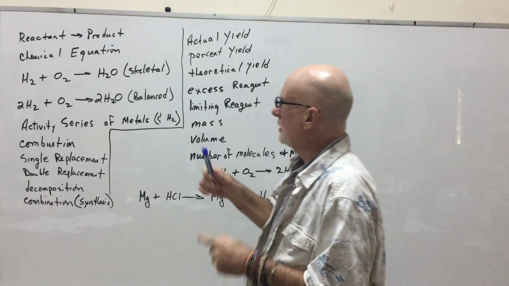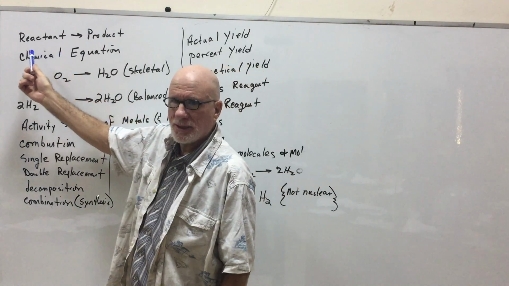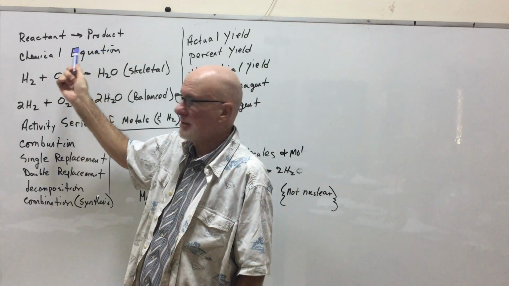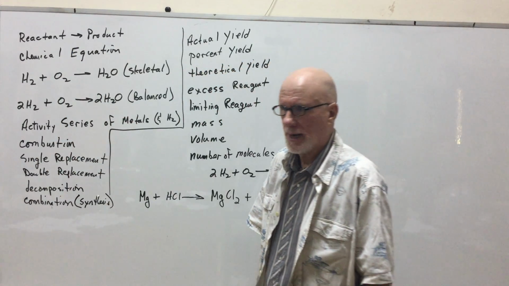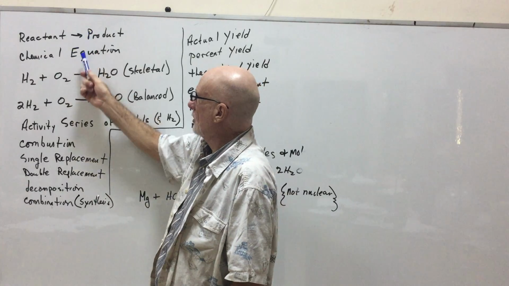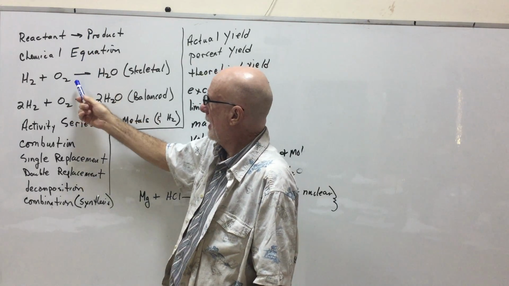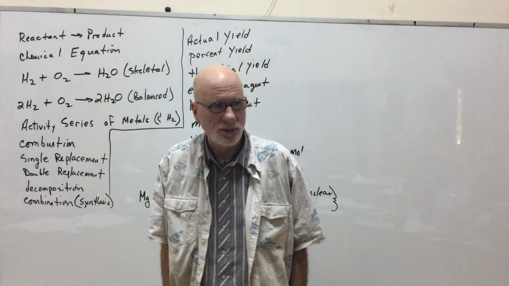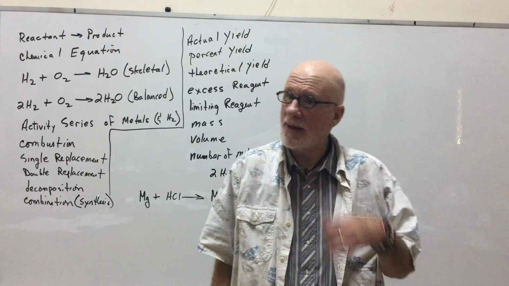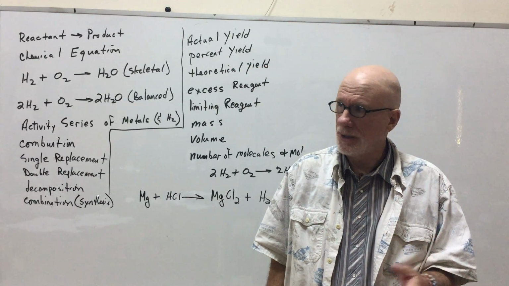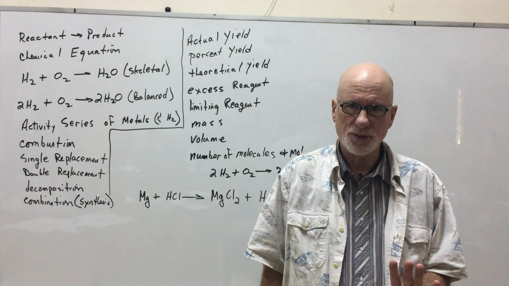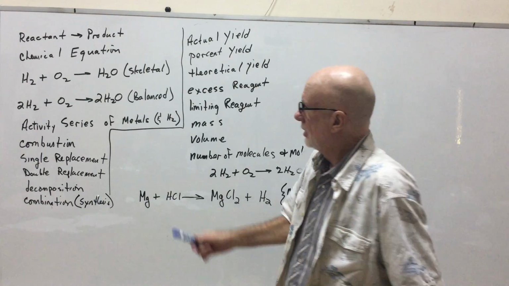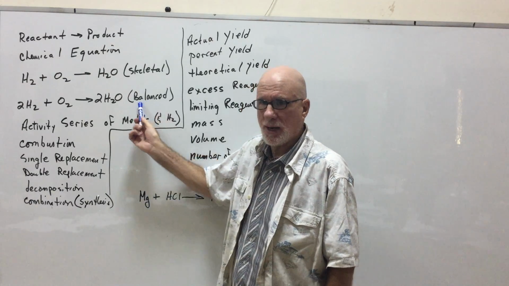Okay, so you need to know things like reactants are on the left, products are on the right. That arrow means yield. So reactants yield products. This is a chemical equation. You have a skeleton equation, which is unbalanced. You can have a word equation, which is hydrogen plus oxygen yields water in those words. That's a word equation. You can also have a balanced equation.